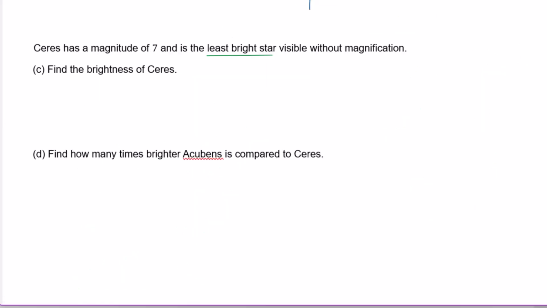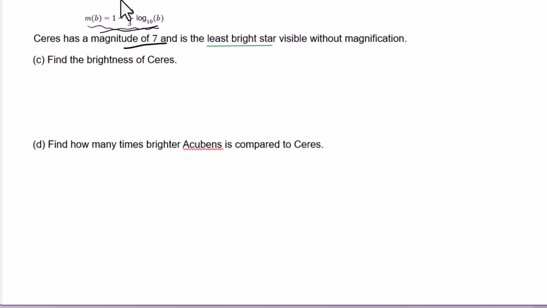Sirius has a magnitude of 7. It's the least bright star visible without magnification. Find the brightness of Sirius. We are given M equals 7. Then we will do substitution for M. 7 equals 1 minus 10 over 3 log base 10 of B.